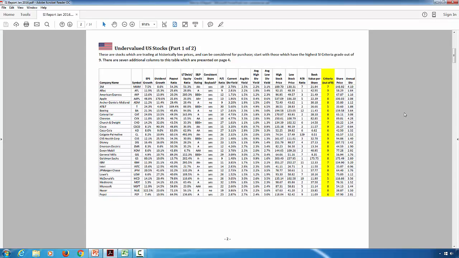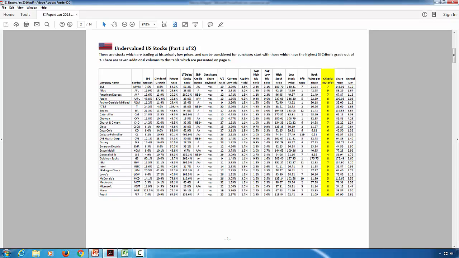I'd recommend looking at the criteria column first and look at the companies that have a criteria of 9 out of 9 or 8 out of 9. Start with those first, and then focus on the 12 rules of Simply Investing. So you want to look at EPS growth, dividend growth, payout ratio, the amount of debt that a company has, the P/E ratio, and so forth.